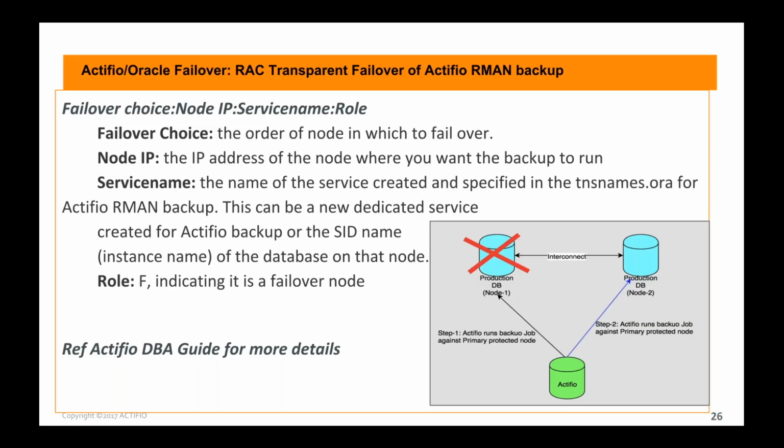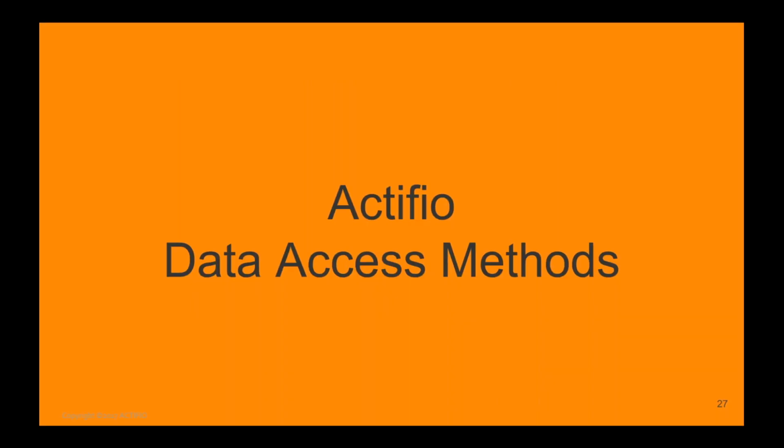And now we know that Actifio supports various protection methods, and we support standalone, RAC, Data Guard, and even a failover scenario as well. So if one node is down, we are not stopping or failing the backups. We do a TAF, transparent application failover, to the corresponding node based on your advanced setting option, and we continue the backups.